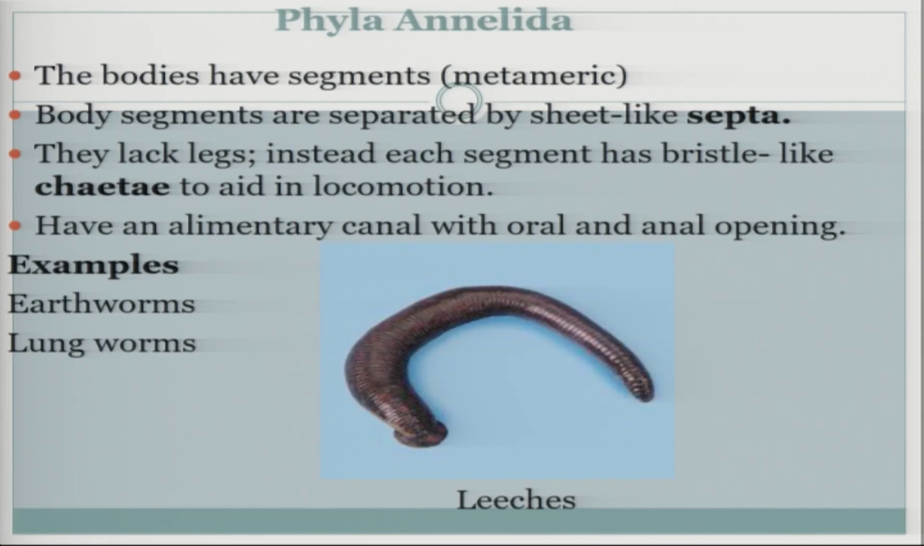Another one is the phylum Annelida. The annelids, you look at this, the leeches. This is a good example of the annelids, all right? What do they have? Their body is segmented. You can see some small segments. And between the segments, there are things like sheets. If you look at the iron sheet, they are like sheets, and we call that one septa.